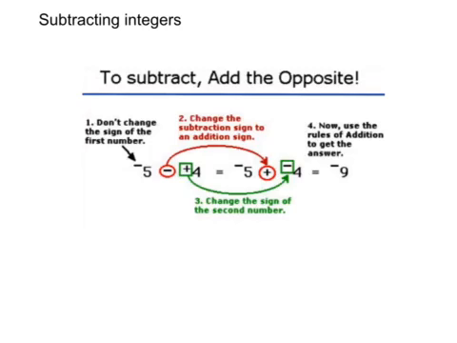Step 3, that's in green. Change the sign of the second number. If the second number is positive, you make it negative. If the second number is negative, you make it positive. In the fourth step, you now use your rules for adding. So we change the minus to a plus and switch the sign of the second number. Let's take a look at what that looks like.